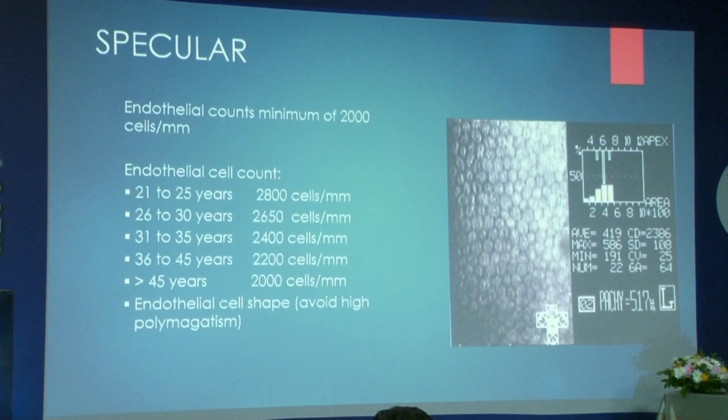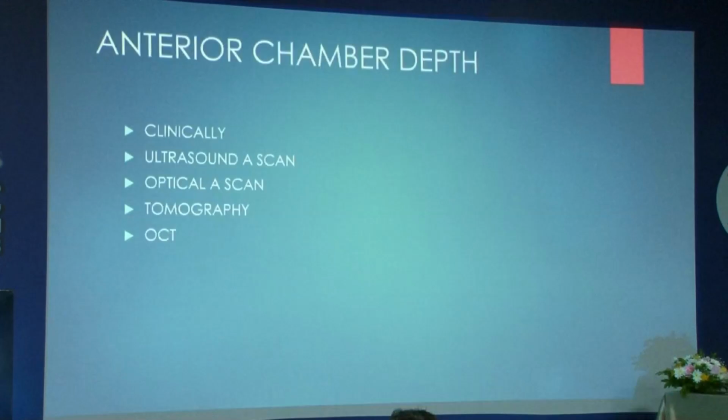So a lot of them get demotivated because there's extra tests that you need to do, but you need to emphasize the importance of that. So endothelial cell count should be done, and minimum cell count of 2000 is okay.